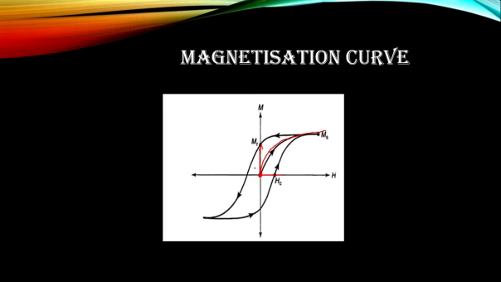And then we may apply the magnetic field in such a way that the remnant magnetization comes to zero. Okay, so it is called the coercive field, which is the field applied to make the remnant magnetization zero.